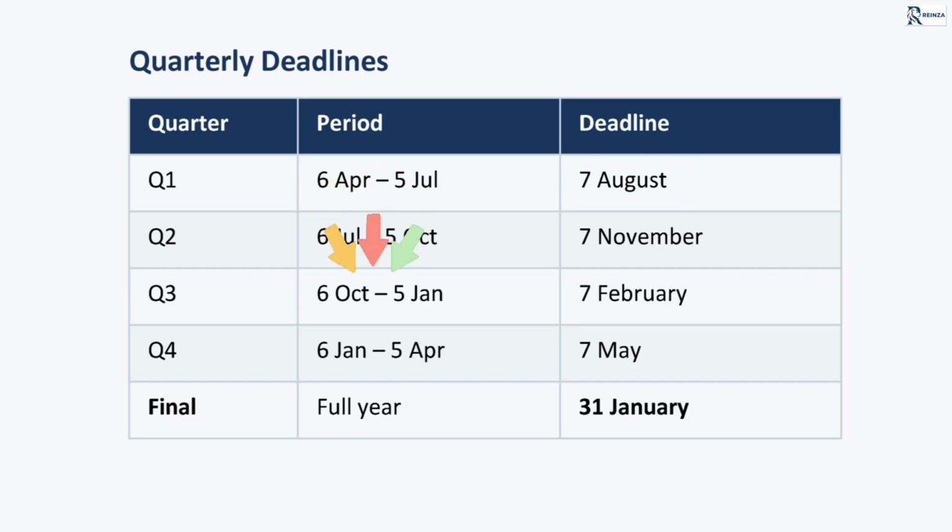Quarter 3 covers the 6th of October to the 5th of January, due by the 7th of February. And Quarter 4 covers the 6th of January to the 5th of April, due by the 7th of May. The final declaration for the full year remains due by the 31st of January.